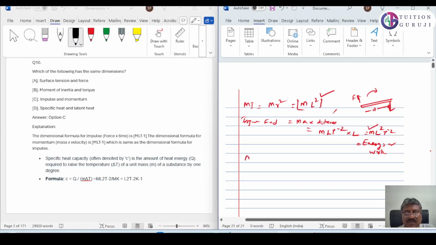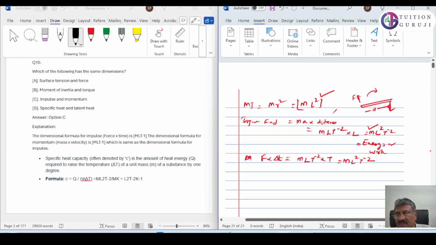Impulse and momentum. Impulse, we know, is force into time, a small time delta t. Force is mass into acceleration, M L T raised to minus 2, into T. That is M L T raised to minus 1.